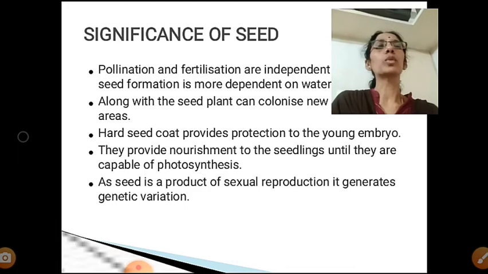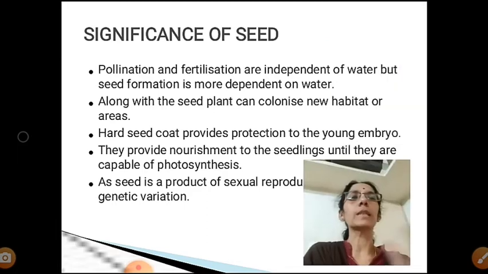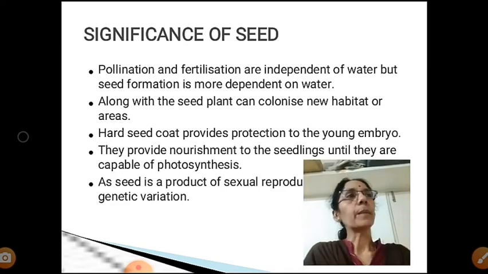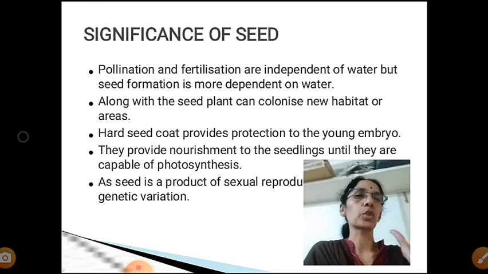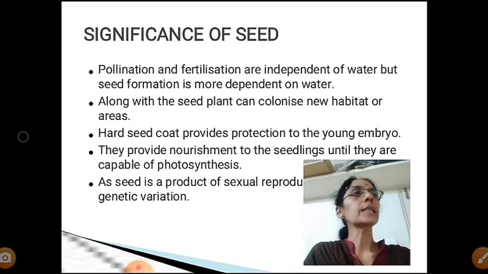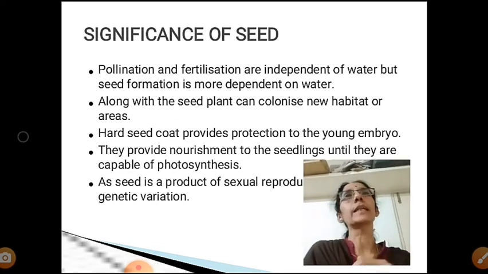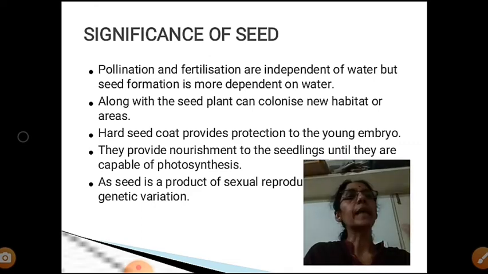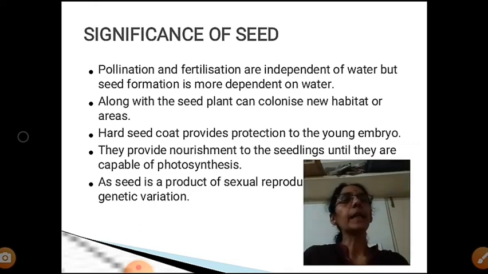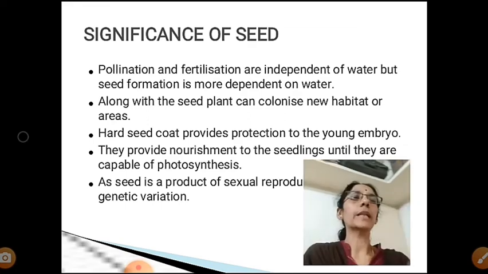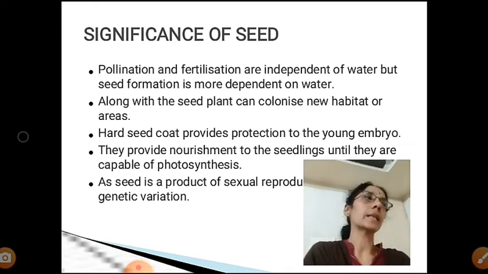Now let us move on to what are the significances of seed. The first significance is that the seed coat gives protection to the embryo. So the embryo is well protected inside the seed. The second significance or advantage of the seed is that the seed provides nourishment to the seedling until it is capable of doing photosynthesis.